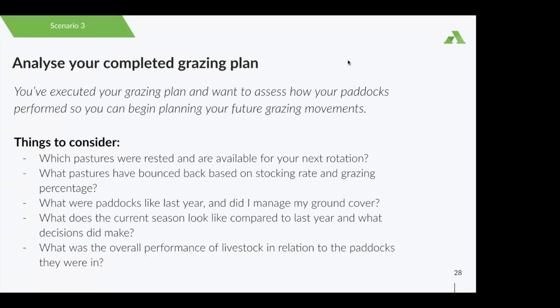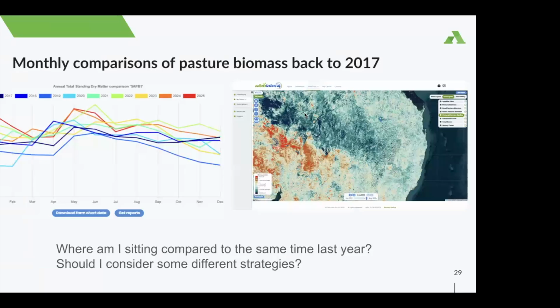So, obviously, things we want to consider are rest and availability for your next rotation. How are things bouncing back? What is the current system looking like compared to other years? So obviously AgriWebb and Cibo Labs can support with this, and we'll toss it over to our crew here. So Phil, I'll kick things off with you really around that comparison piece.